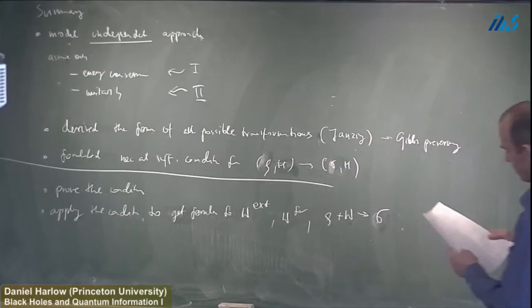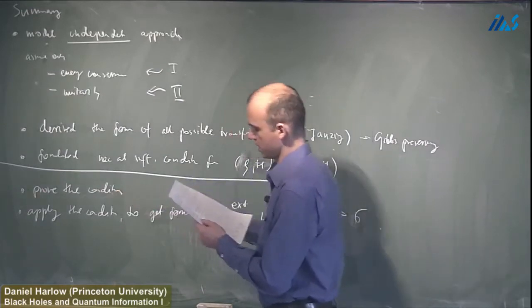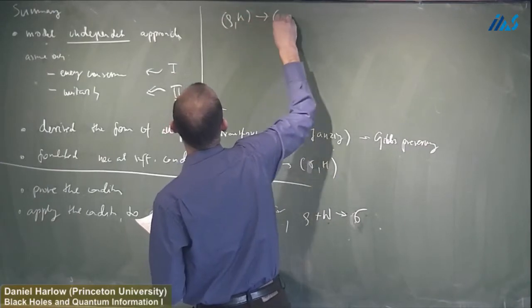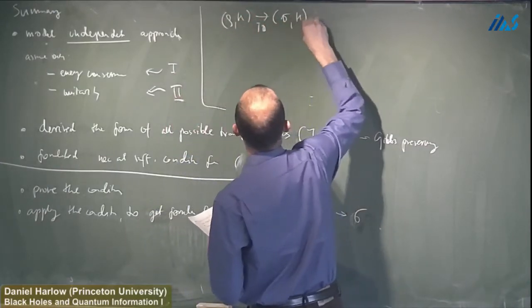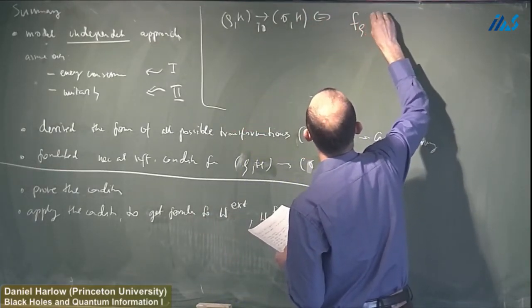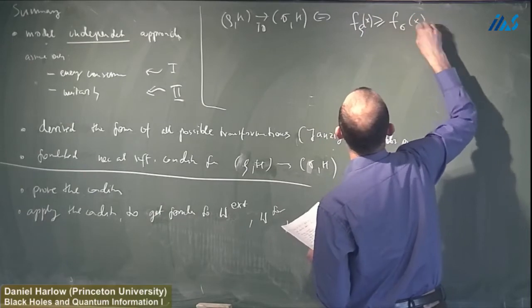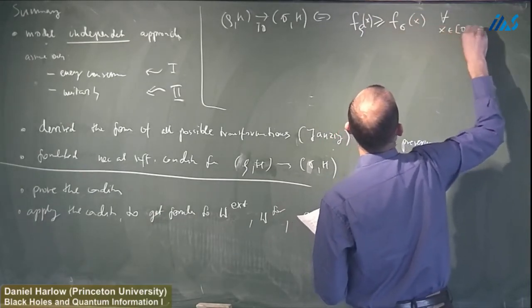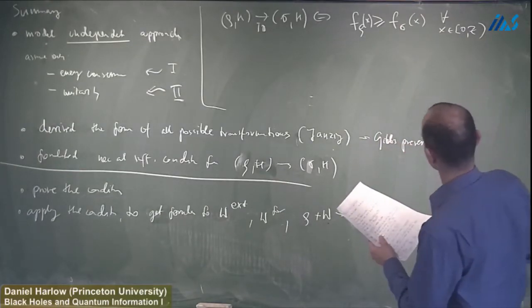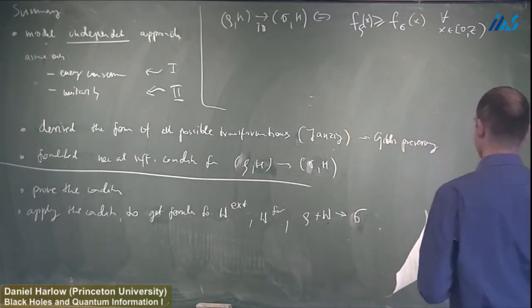So now I want to prove this. Let me recall, the condition was that rho h can go by thermal operations to sigma h if and only if this diagram of rho is always above the diagram of sigma, right? So, that is what I did already.